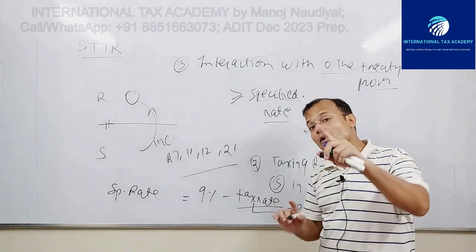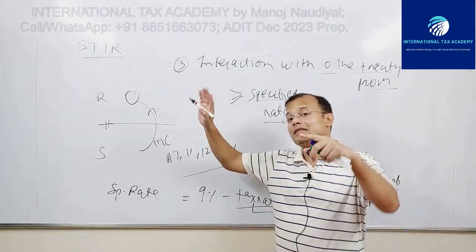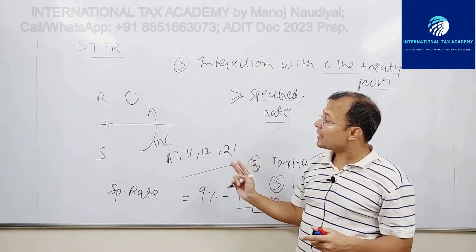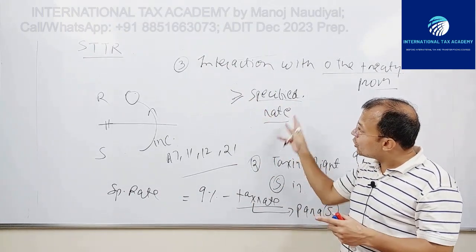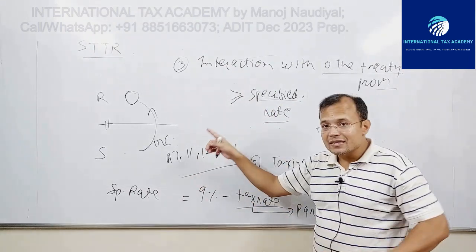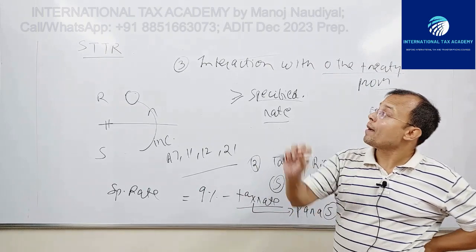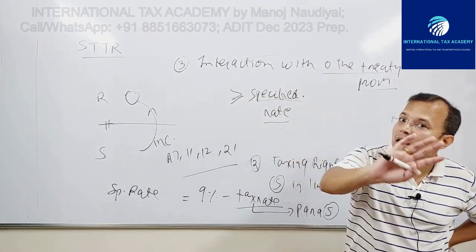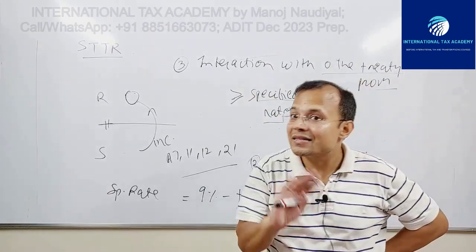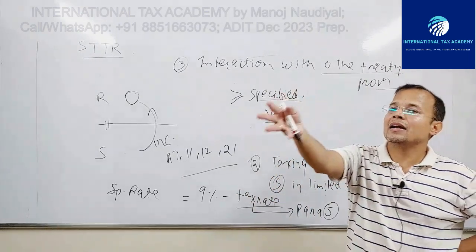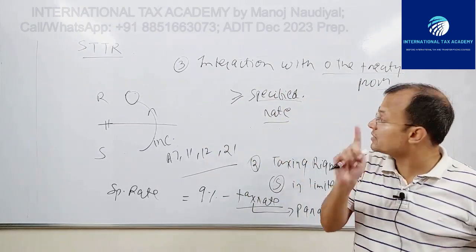That is, a state is already able to tax this item of income under some other provision of the tax treaty at a rate which is greater than or equal to the specified rate. If this is possible, then paragraph 1 and paragraph 2 will not come into operation. That is, STTR will not give any other taxing right to a state. This is paragraph number 3.